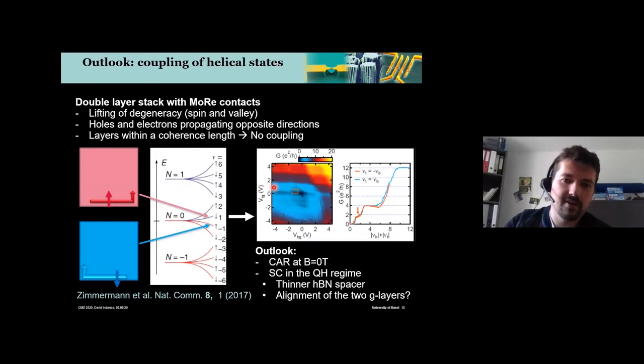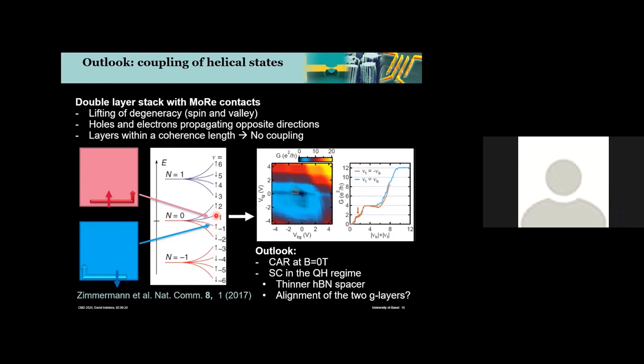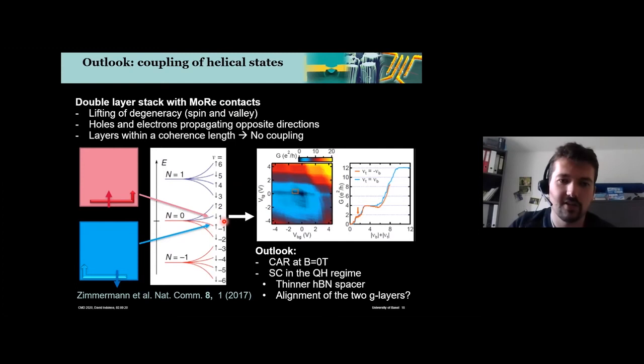But this gives hope that we can go towards the coupling of these states on the top and the bottom, and also the final goal will be to go into quantum Hall regime. If you have a clean device, then the degeneracy in spin and valley lifts such that one would have edge states, or can induce counterpropagating edge states with opposite spin polarization in the two layers and couple them by a superconductor. And this is now the next steps. We want to see if we can induce crossed Andreev reflection at zero magnetic field and also study then the superconducting quantum Hall SQUID by using a hexagonal boron nitride spacer to increase the coupling strength between the two layers. And maybe also the alignment of the two layers is a crucial point since the momentum space has to match.